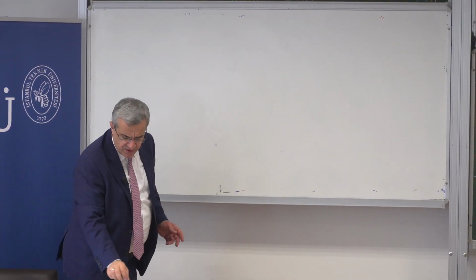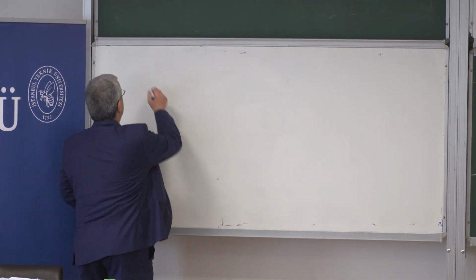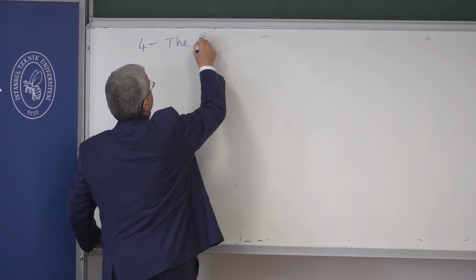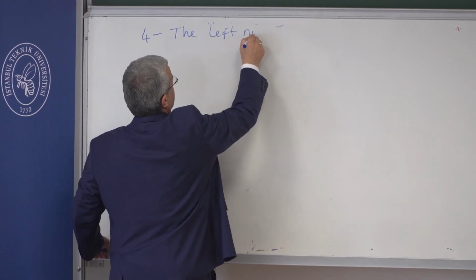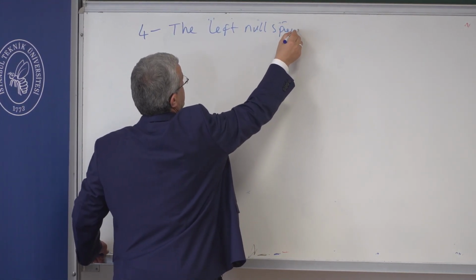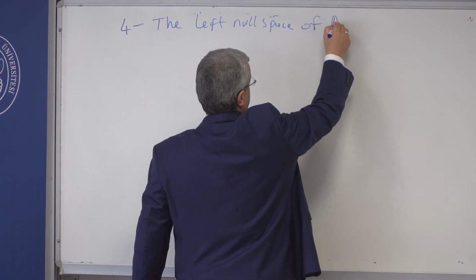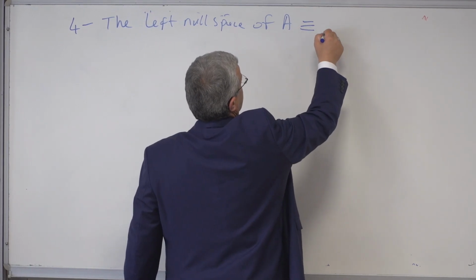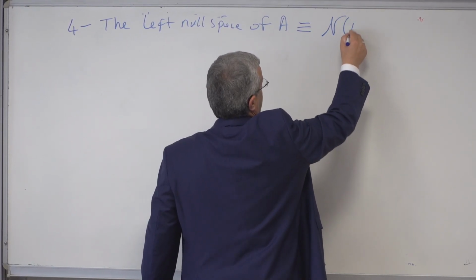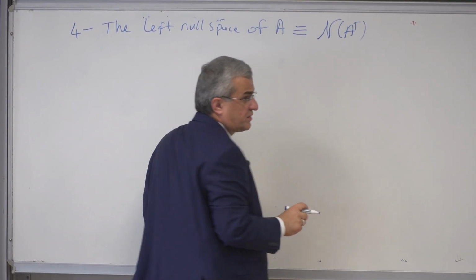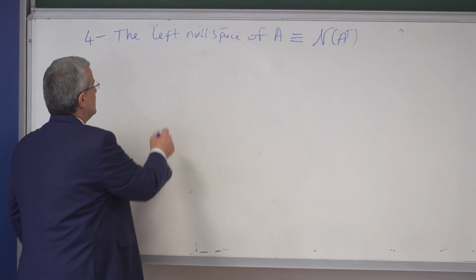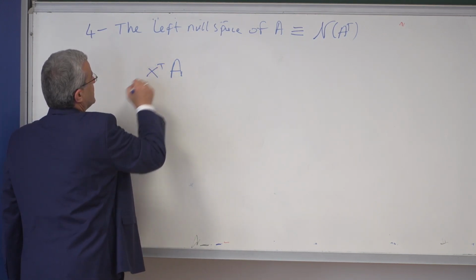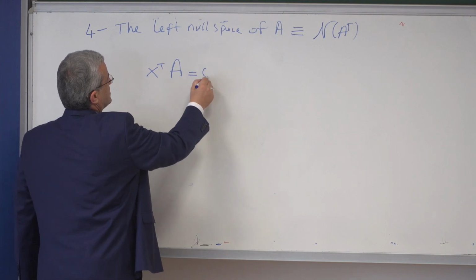So the fourth one is the left null space of A, which is the same as the null space of A transpose. Okay? So what do we mean by this? You have your A, okay? You multiply this with X transpose, and you get 0.